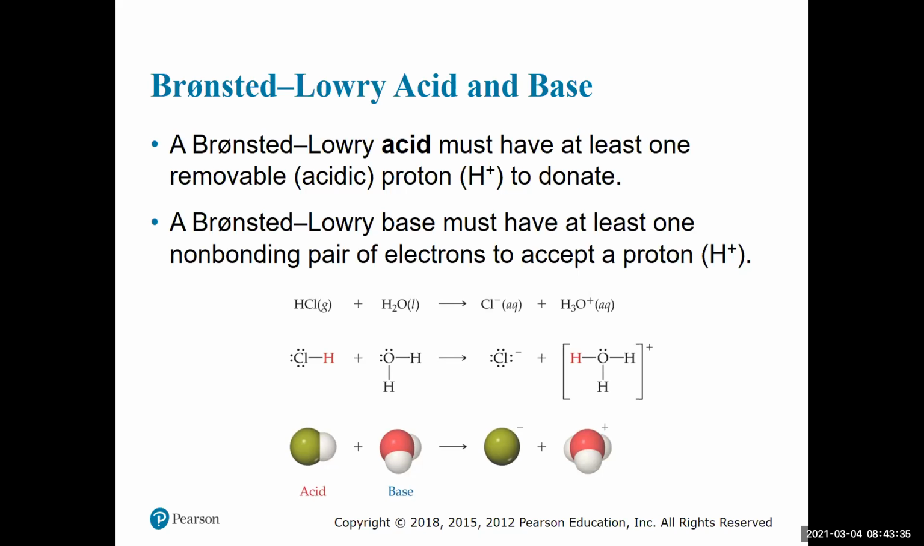Another common proton acceptor is nitrogen. Nitrogen typically will have a lone pair of electrons around it, and so nitrogen functional groups tend to be basic. They pick up a proton from a proton donor.